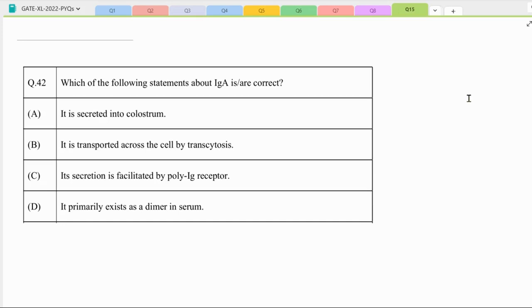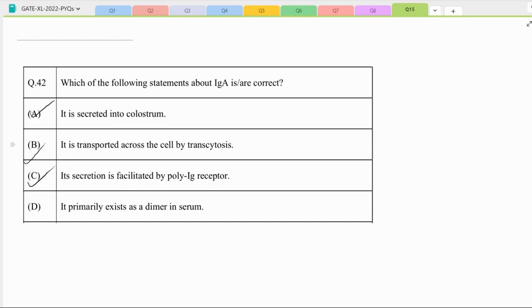Which of the following statements about IgA is or are correct? It is secreted into colostrum, it is transported across the cell by transcytosis, its secretion is facilitated by poly-Ig receptor, and it primarily exists as a dimer in the serum. The correct answers are options A, B, and C. Of course, it is secreted into colostrum in the mother's milk.